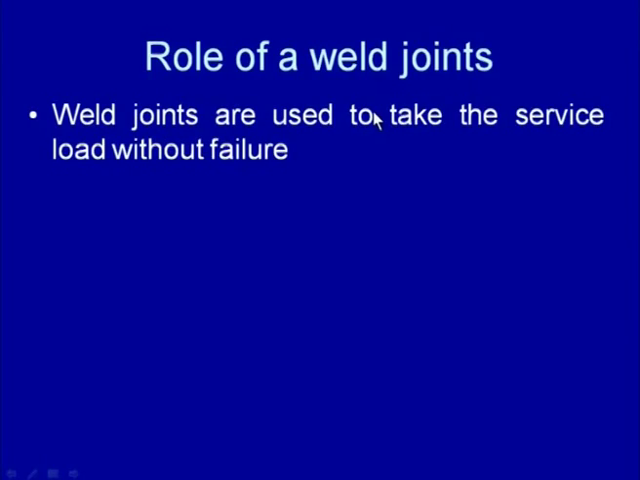So, first we will try to see what we expect from a weld joint, means what is the role of the weld joint. Weld joints we know are mainly used for connecting two members, and when the two members are connected, they are expected to be in a particular position with respect to each other, and it is expected that the weld joint will transfer the desired service load without failure.